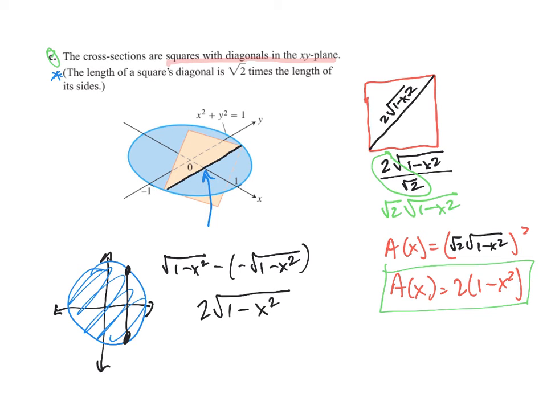So we had pi times 1 minus x squared. We had 4 times 1 minus x squared. Now we have 2 times 1 minus x squared.